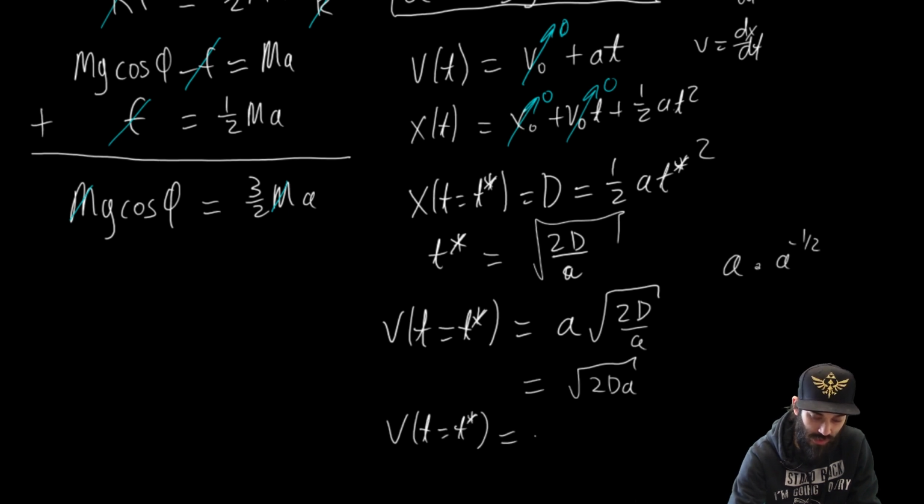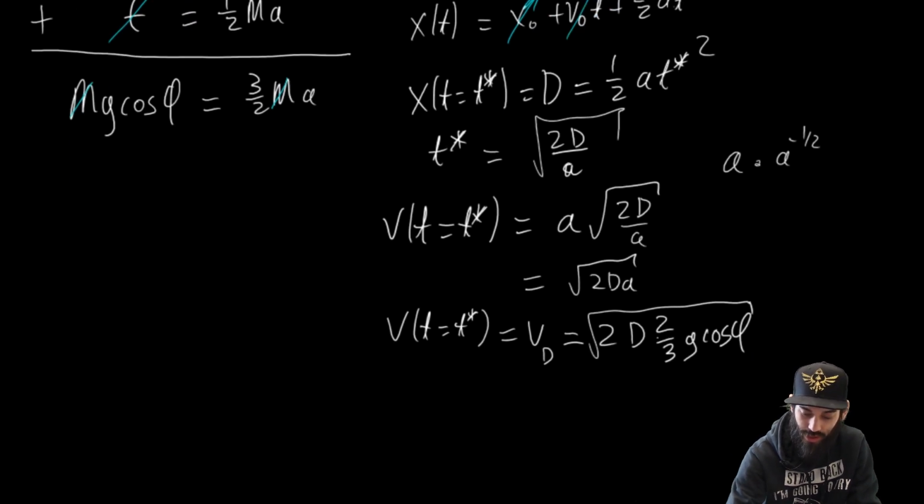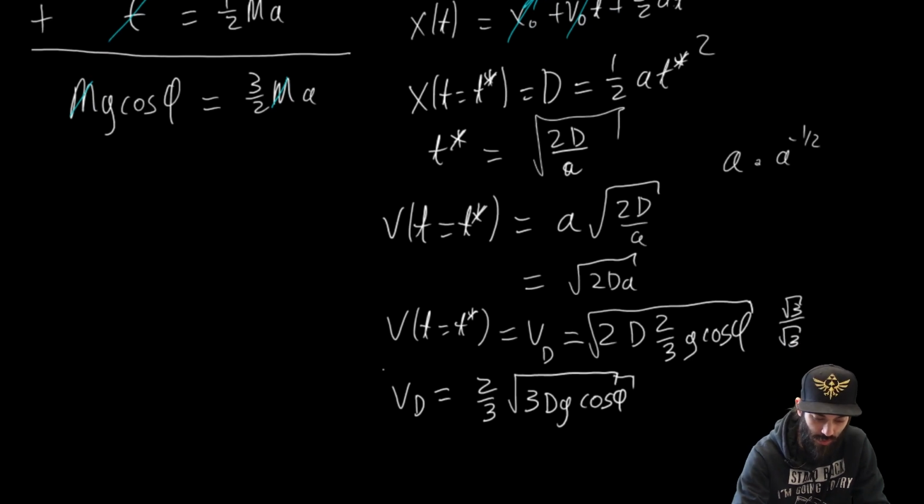which we could write another way. We could say this is the velocity at the distance d. This is going to be equal to 2 times d times 2/3 g cosine of phi with a square root. And then the 2 can come on the outside. To simplify this the way that I had it there, what I did was I just multiplied this by root 3 over 3. Root 3 over 3. And so this says that v_d is going to be equal to 2/3 times the square root of 3d times g times cosine of phi. Okay, so that's what our answer is going to be.